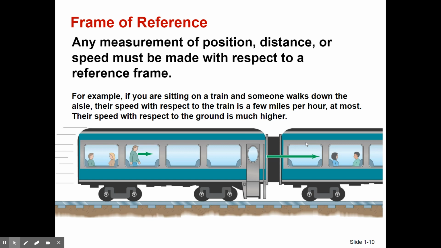So any measurement of position, distance, or speed must be made with respect to a frame of reference. For example, if you're sitting on a train and someone walks down the aisle, their speed, how fast they're moving, with respect to the train is just a few miles an hour at most. Their speed with respect to the ground, though, is much higher. If you were standing outside watching the train go by, he's going to be moving a lot faster, because it's not only how fast the train is traveling, but we also have to include his speed as well. So again, it depends on the frame of reference.